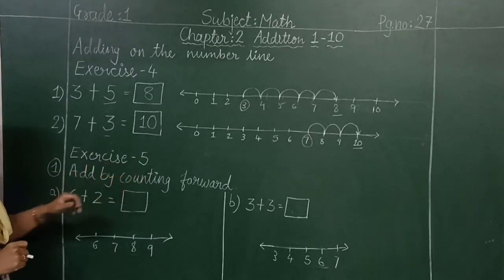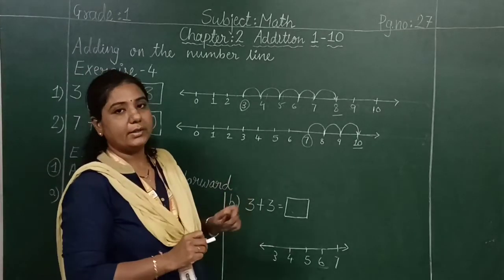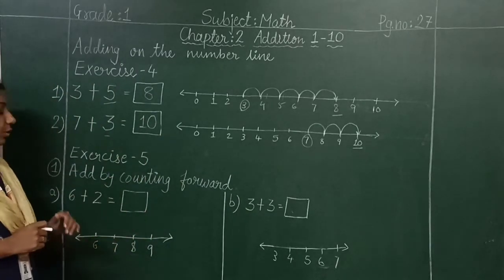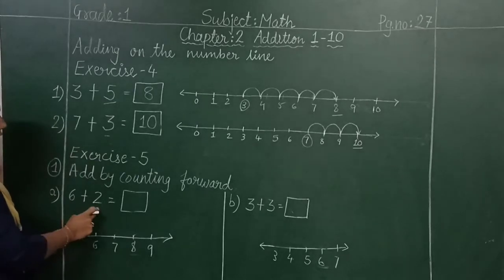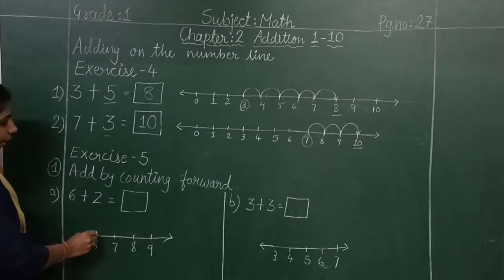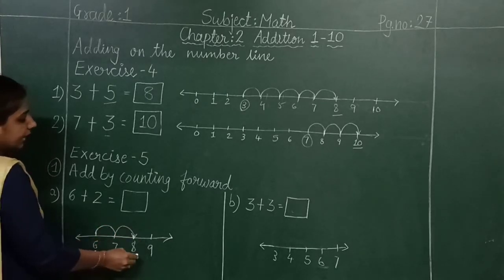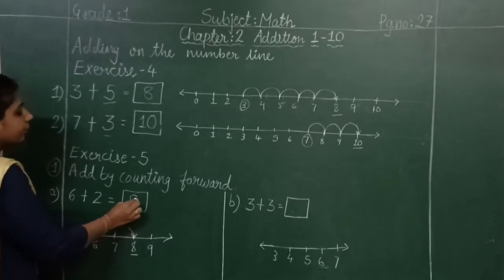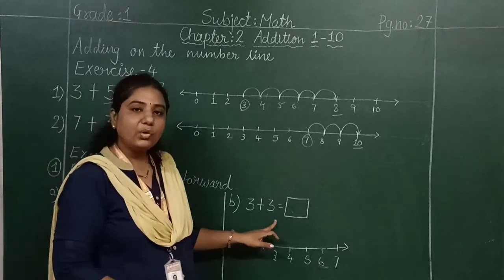Number 5, exercise 1, add by counting forward. Yes, same method. You have to just add the numbers. 6 plus 2, 6 is written. You have to go 2 steps forward. 1, 2. Which number comes? 8. So, what will you write in the box? 8. After that, 3 plus 3.